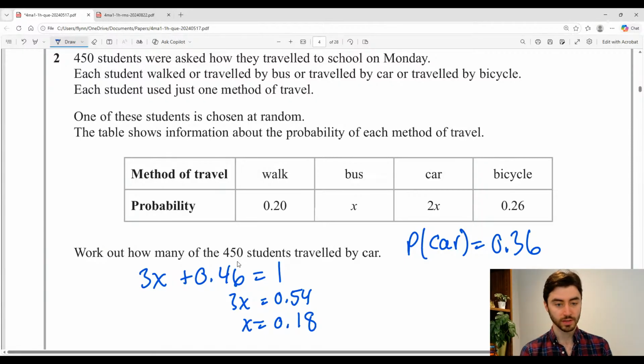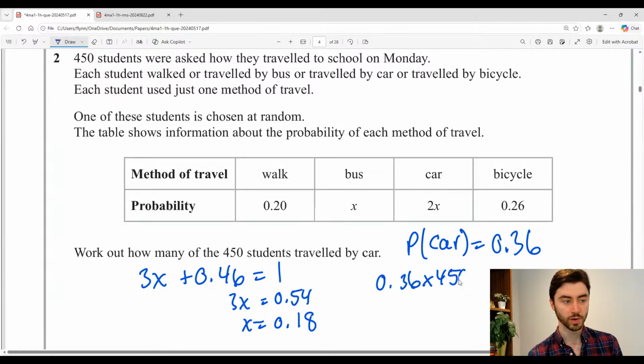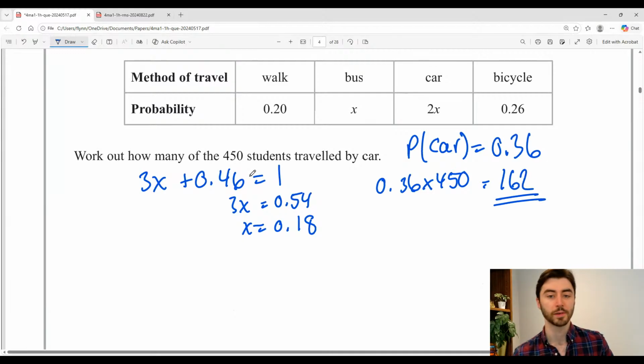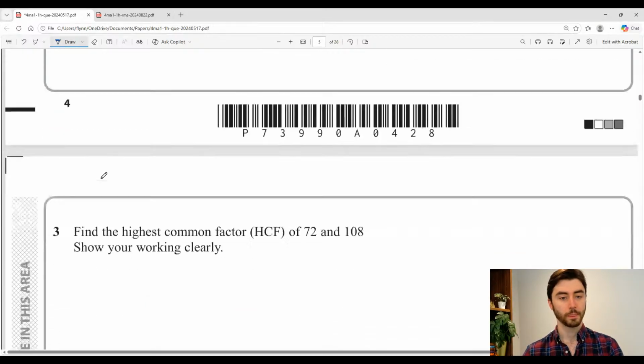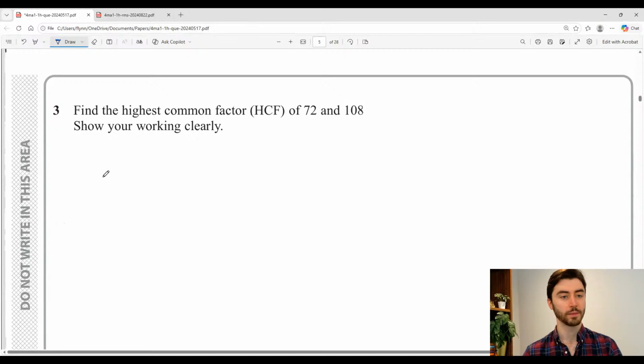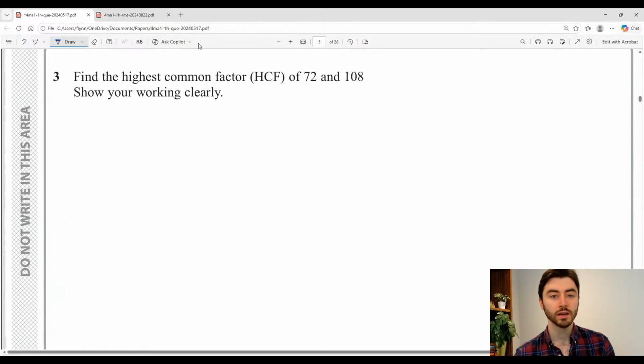So 0.36 times 450 is equal to, in fact, let me put my working. Always, always, always show your working. But that is equal to, let me just scroll down so you can see this, 162. And I'll double underline to say that's my answer. Okay. That was quite a lot. Yeah, 4 marks. Okay. So then question 3 here.